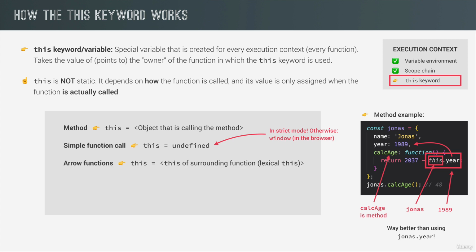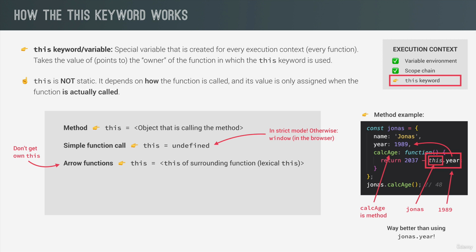Next, we have arrow functions. And while arrow functions are not exactly a way of calling functions, it's an important kind of function that we need to consider. Because remember, arrow functions do not get their own this keyword. Instead, if you use the this variable in an arrow function, it will simply be the this keyword of the surrounding function, so of the parent function. And in technical terms, this is called the lexical this keyword, because it simply gets picked up from the outer lexical scope of the arrow function. So never ever forget this very important property of arrow functions.